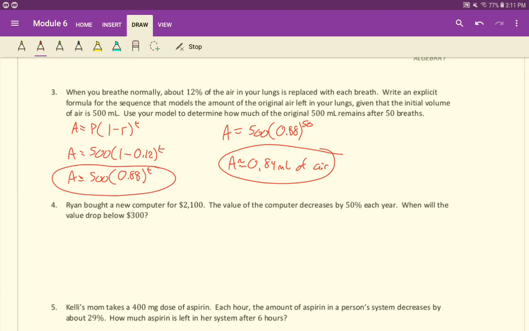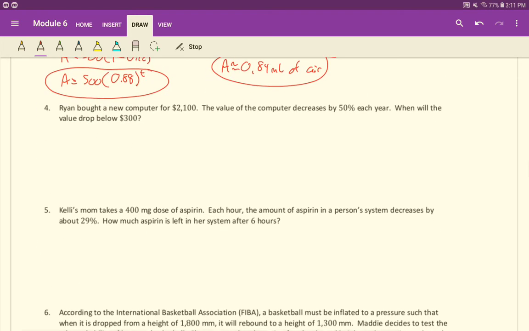Okay. Number 4, Ryan bought a new computer for $2,100. The value of the computer decreases by 50% each year. When will the value drop below $300? So again, why don't you try and set this up? Go ahead and set up the formula for this, and then we'll talk about how we're going to solve it too.